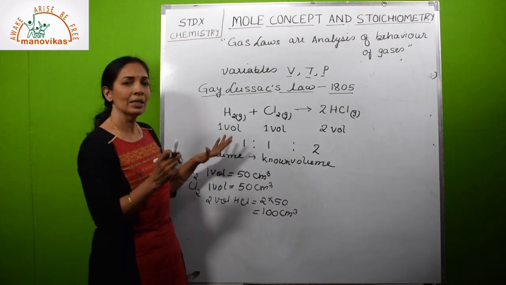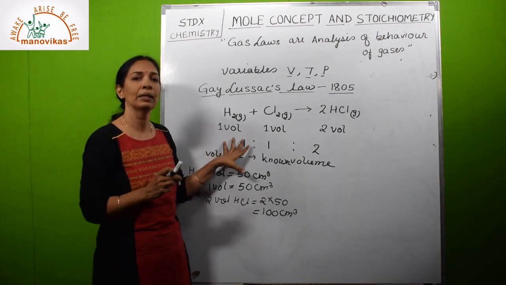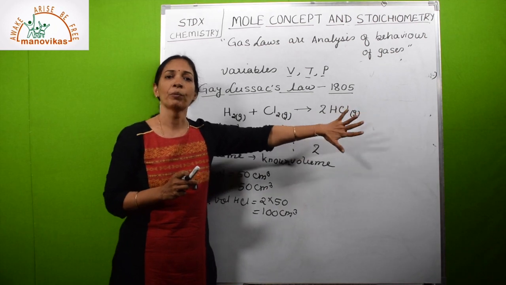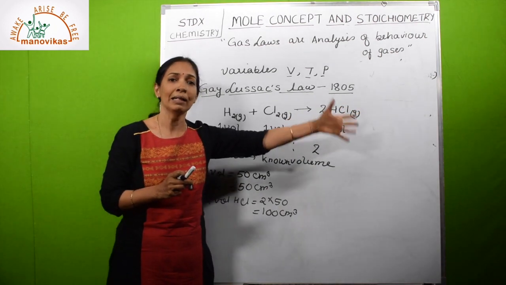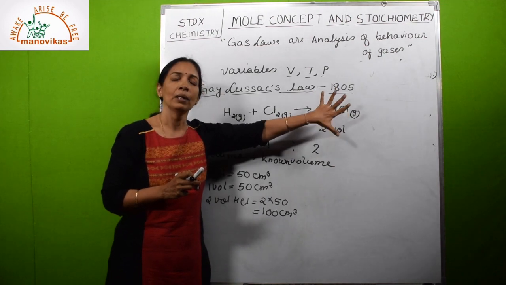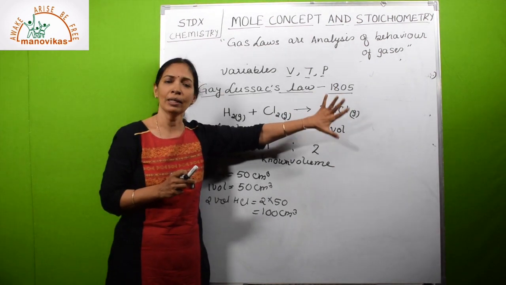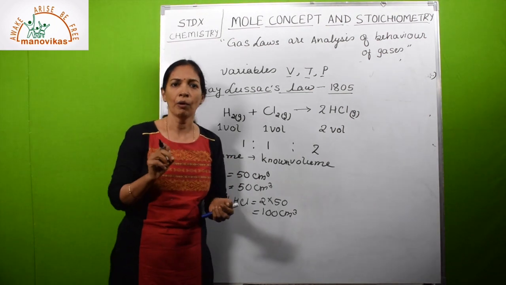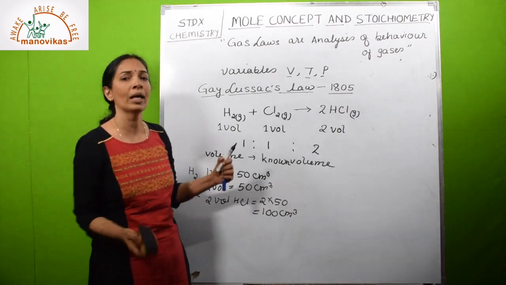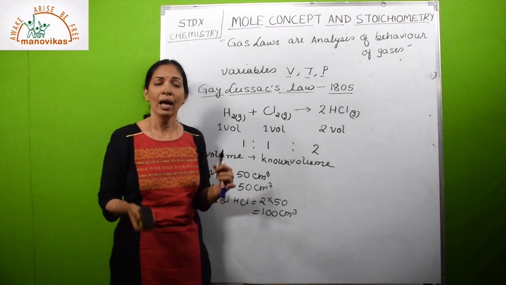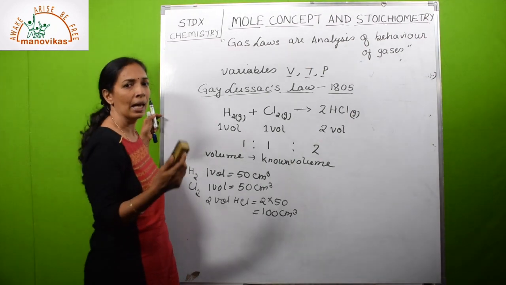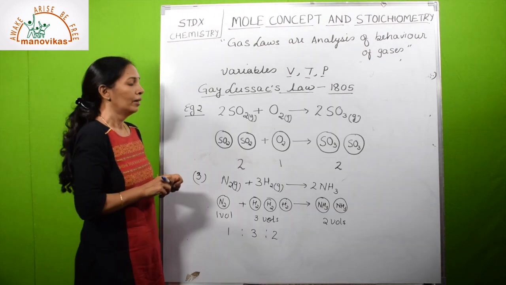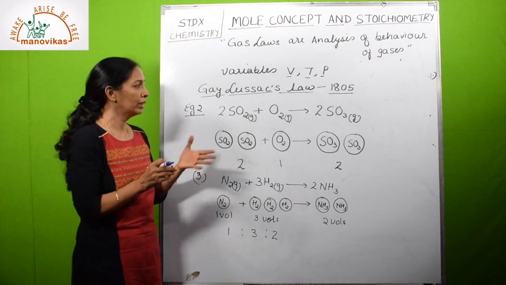Another thing, this Gay-Lussac's law is only applicable for gaseous products. If there are two products and one of the products is gas and another one is liquid, then it will be applicable only on the gaseous product. On the liquid product, it won't be applicable. That I will explain to you with the help of an example. So let us see some more examples of Gay-Lussac's law, and then we will see how it is applicable to gases and not applicable to other states of matter.